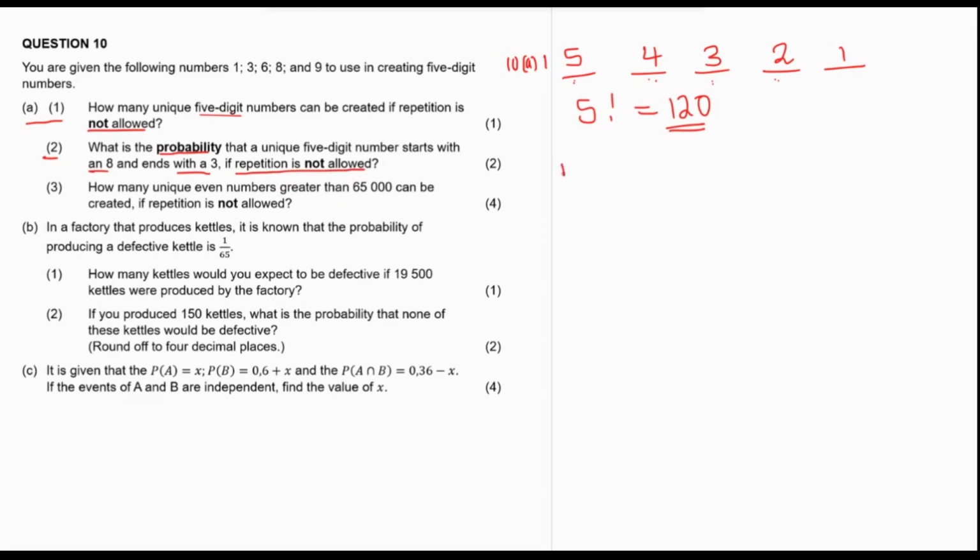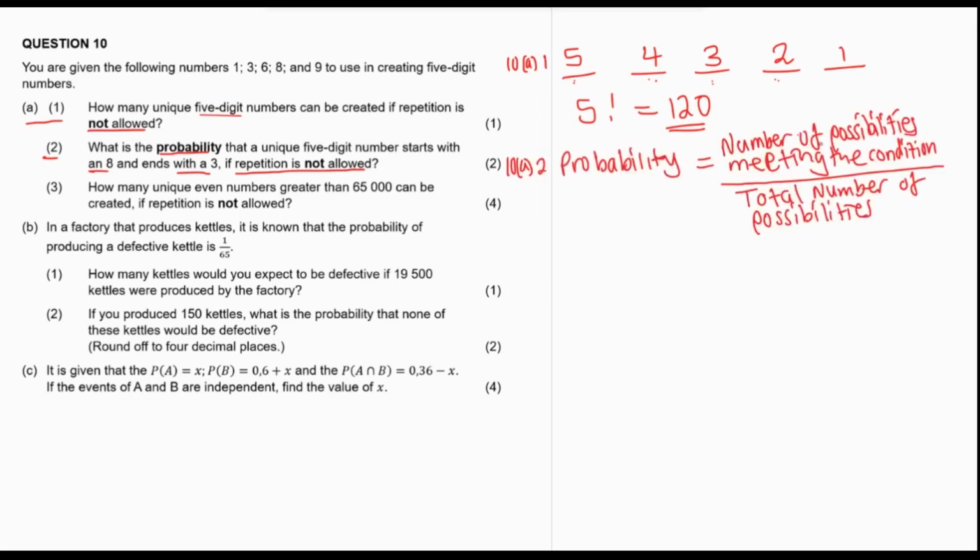Let me give you the formula. Probability is the number of possibilities meeting the condition divided by the total number of possibilities. The total number of possibilities, our sample space, we have it here. That is 120. So what is the number of possibilities meeting the condition?